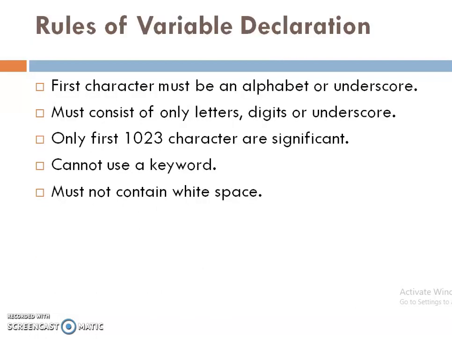Now, rules of variable declaration. First rule, the first character must be an alphabet or underscore. Then second, it must consist of only letters, digits or underscore. Then only the first 1023 characters are significant. We cannot use a keyword as a declared variable name. Then it must not contain white space in the declaration of a variable.